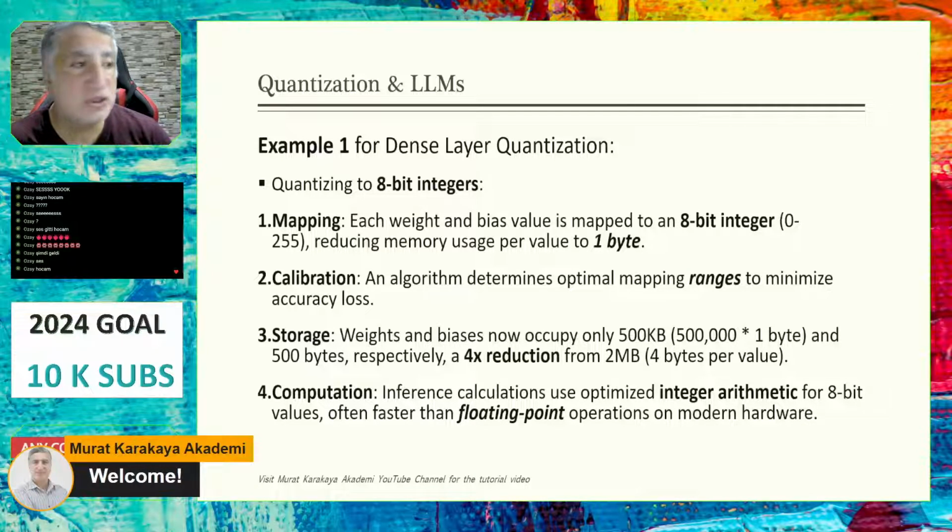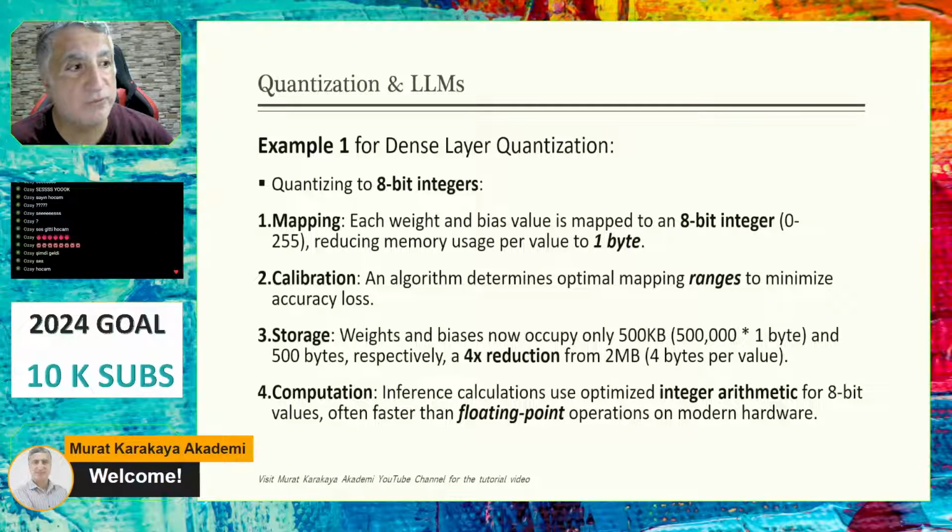After that, let's check the storage. The weights and biases now occupy only 500 kilobytes and 500 bytes, respectively. So it means a 4 times reduction from a 2 megabyte requirement. It simply says that literally we are zipping the model's matrices, the numbers, weights and biases.